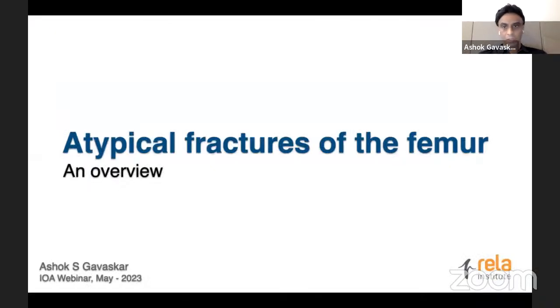My talk would be on atypical fractures of the femur. It will be more of an overview, highlighting the problems you see with treating these fractures surgically, predominantly with nails. And also, we will look at what are the special challenges these fractures pose in terms of understanding them, treating them sufficiently, and then getting the best results out of whatever you do.